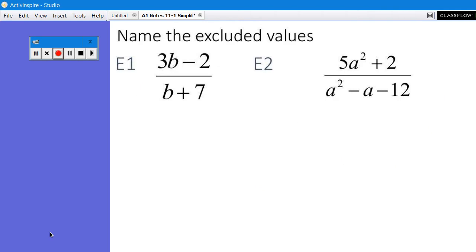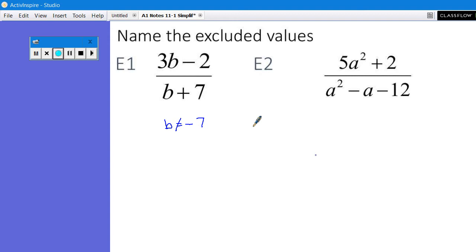For the first one, you're only talking about doing excluded values. The excluded values only matter about what's on the bottom. So we're trying to figure out what's going to make this bottom into 0. Well, what is the opposite of plus 7? That's going to be negative 7. So b cannot equal negative 7, and there's your excluded value.